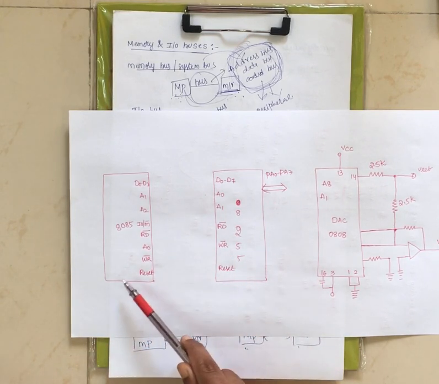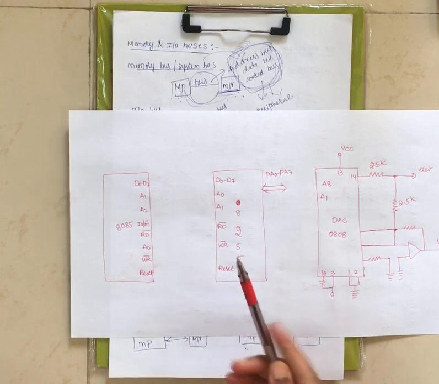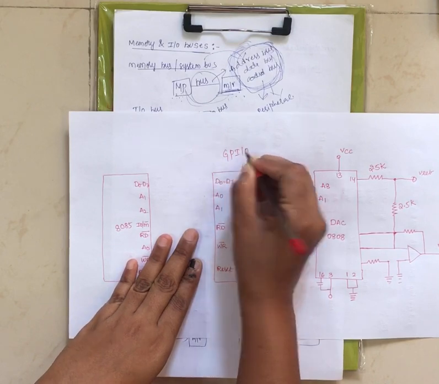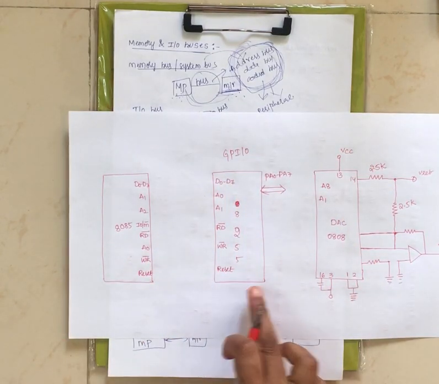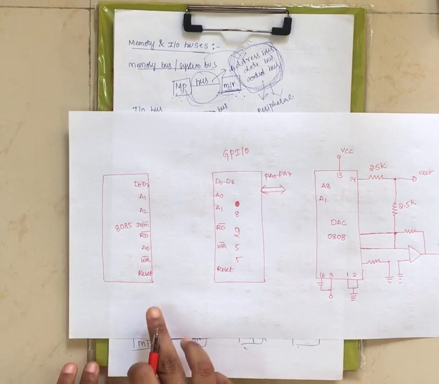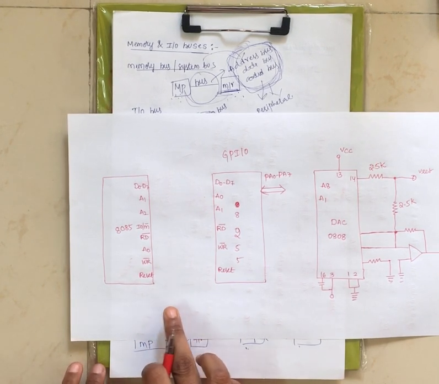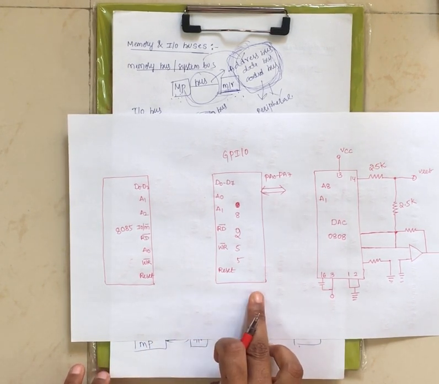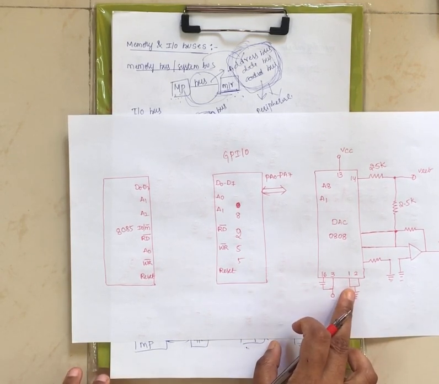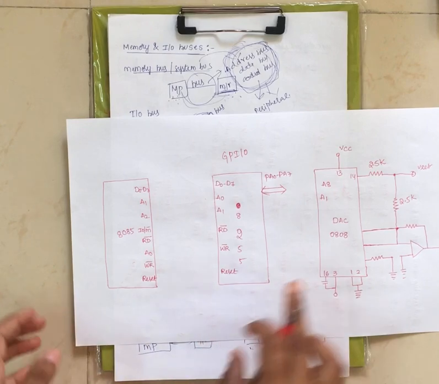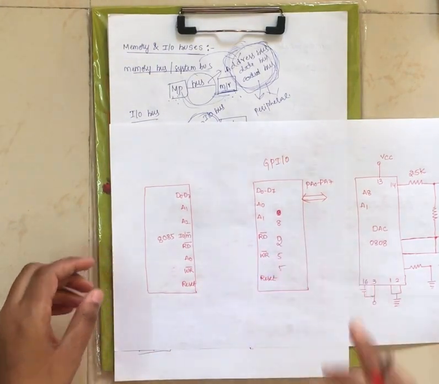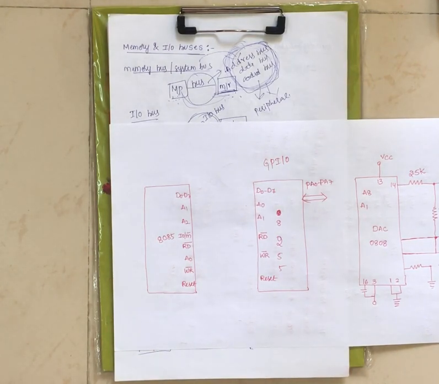Since there are no IO ports for the 8085 microprocessor, it can't be interfaced with your DAC directly. First the 8085 has to be interfaced with your 8255. What is 8255? A general purpose IO device. After that it has to be interfaced with your 0808, the DAC. So first interface your 8085 with your general purpose IO.